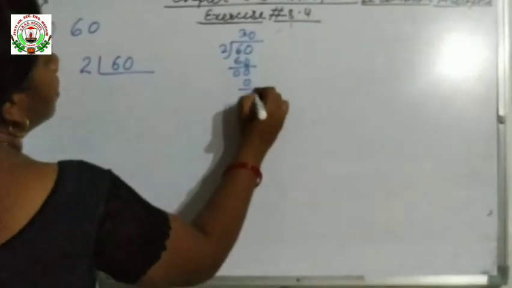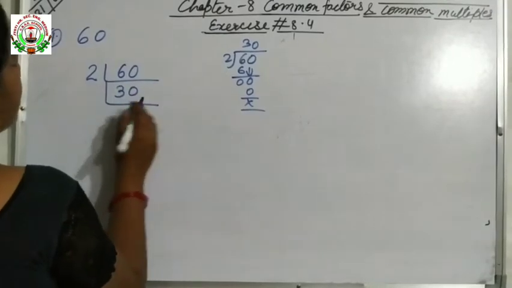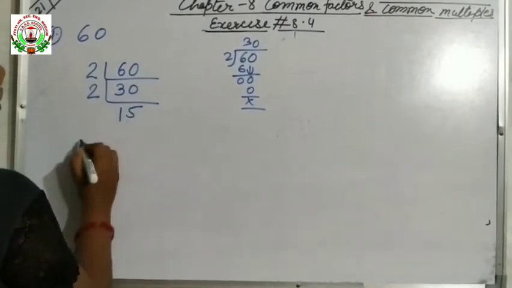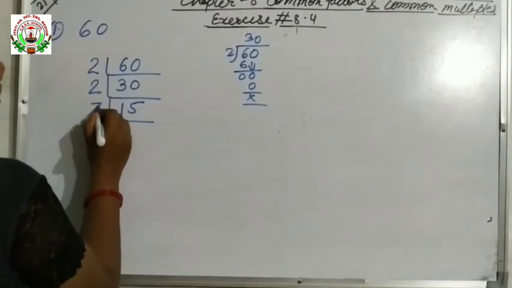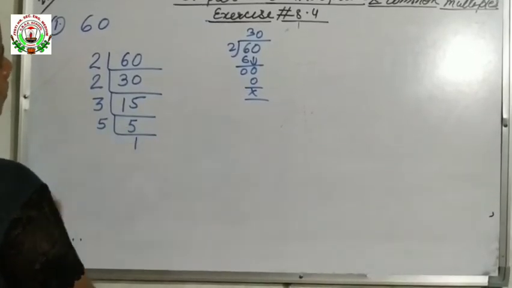Then 0 0 ja 0. So 30 will come in the quotient. Next again it is an even number, so it is divisible by 2. 2 1 ja 2, 2 5 ja 10. Now 15. 15 is an odd number, so it is divisible by 3. 3 5 ja 15. Then 5 1 ja 5.